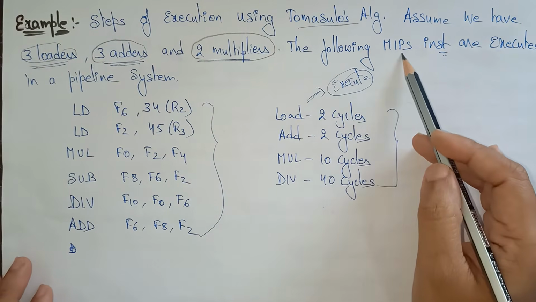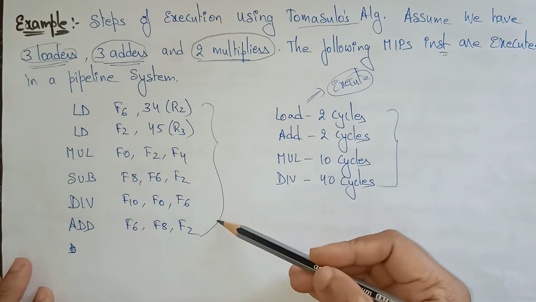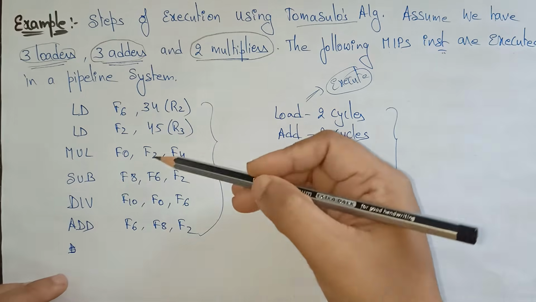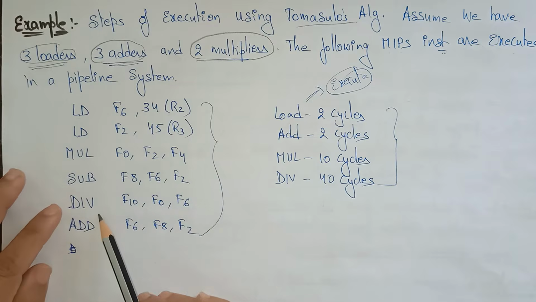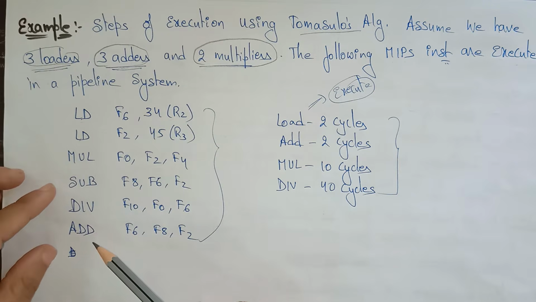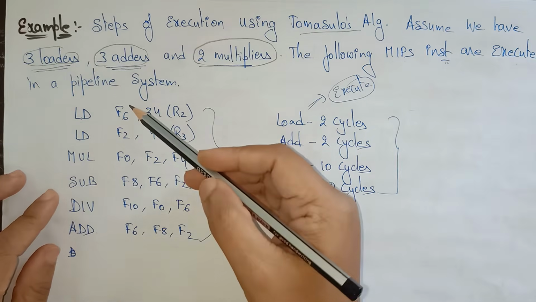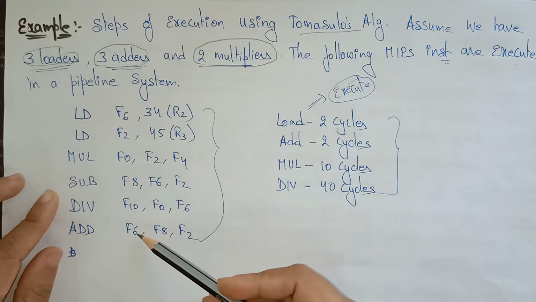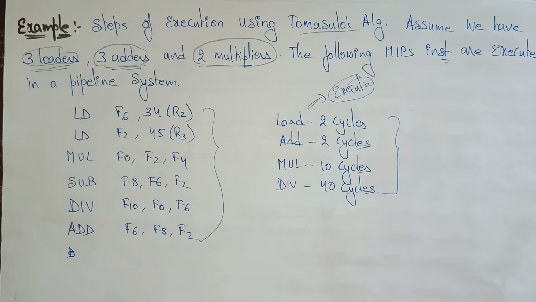The following machine instructions are executed in a pipeline order. So these are the instructions given, executed in a pipeline processor: load, load, multiply, subtract, division, addition. And these are all the destination registers, F6, F2, F0, F8, F10, F6, and these are the source registers.